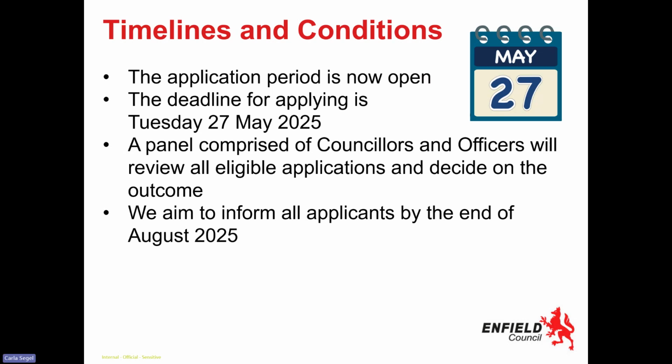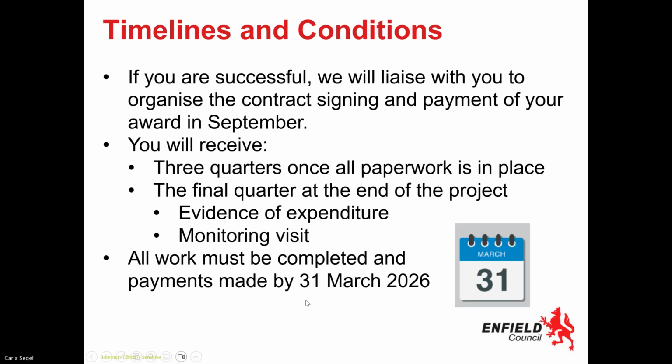We aim to inform all applicants by the end of August. So that is applicants who have been successful and applicants who have not been successful. We are aiming to let everyone know by the end of August. If you are successful, we will then liaise with you about the mechanics of taking this forward. There will be a contract and a grant agreement that needs to be signed. We will need to confirm your organisational bank account details, and then we will pay the award, and that will all take place in September.